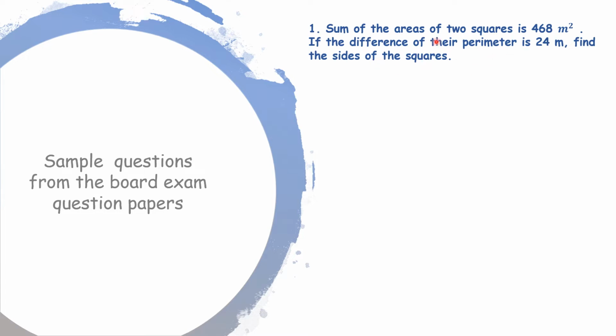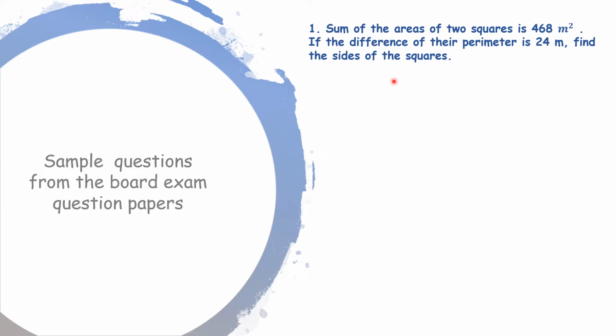There are two squares, and if we add the areas of those two squares, it is 468 meter square, and the difference of their perimeter is 24 meter. With this information, we have to frame a quadratic equation, and then find the sides. Finding the sides we are not going to deal with now. We will just frame the quadratic equation and stop there. As time goes on, we will learn how to factorize and find the solution of a quadratic equation. Now we will just frame the quadratic equation and leave it, okay?